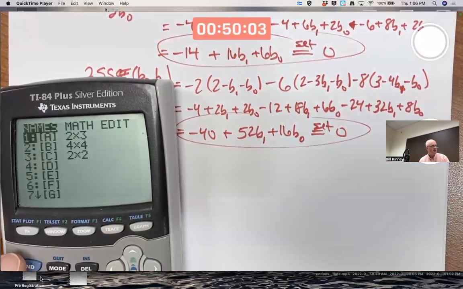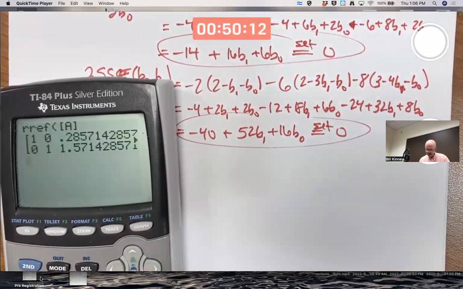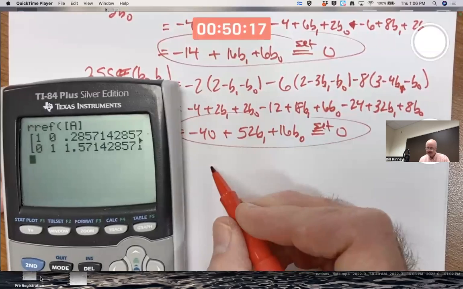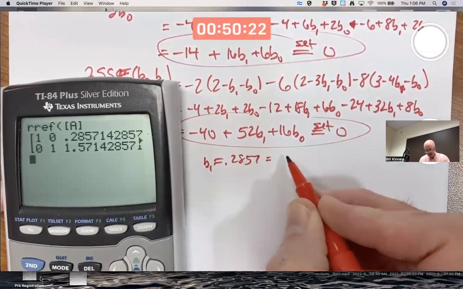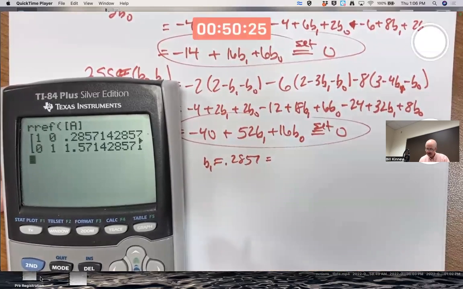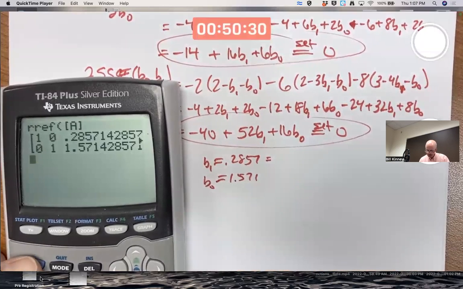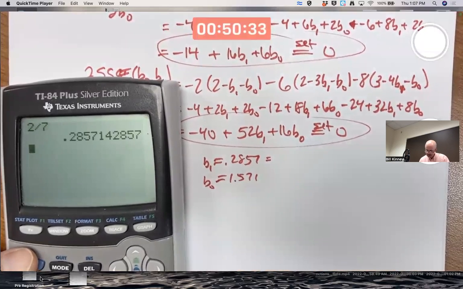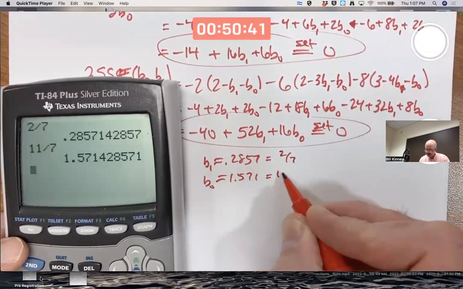I moved those over to the other side of the equation in my mind. I know how you can convert these to fractions, but I forget how. Looks like B1 is approximately 0.2857. I think that should be 2 sevenths, probably. Is that right? And B0 is approximately 1.571. 2 sevenths. And what, 11 sevenths? Yeah, probably exactly 2 sevenths and 11 sevenths are the answers.